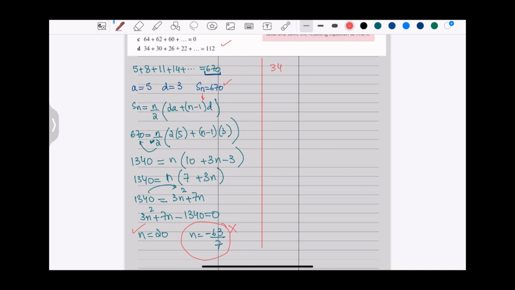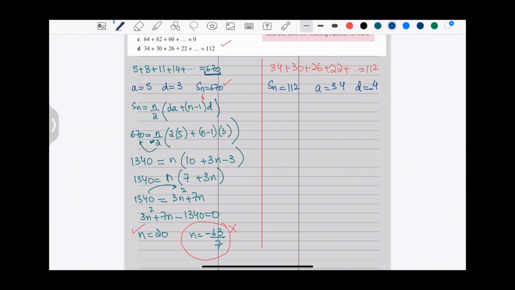So 34 plus 30 plus 26 plus 22 is 112. So here Sn is equal to 112, a is equal to 34, the first term, and the common difference is equal to -4.